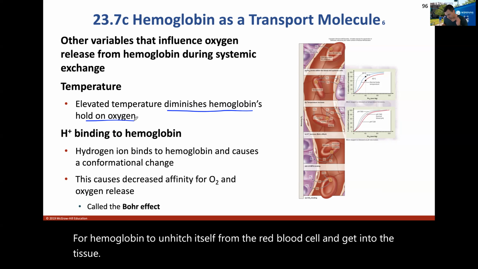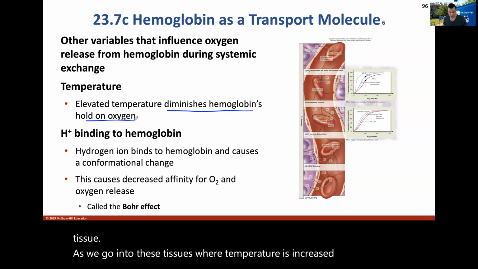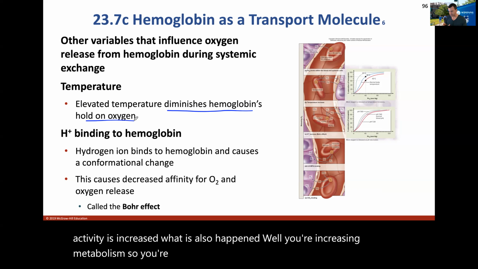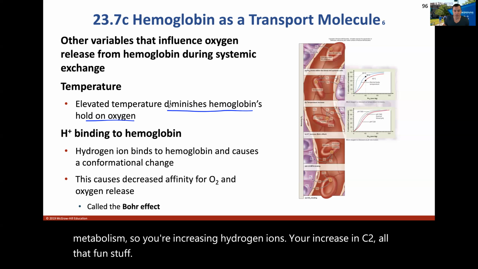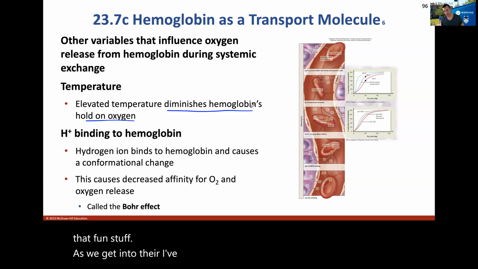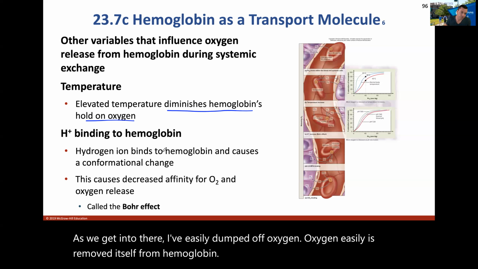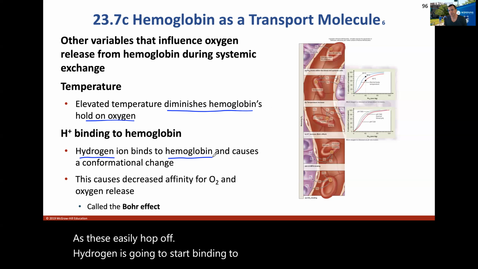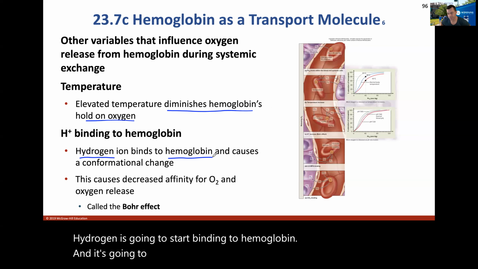As we go into these tissues where temperature is increased and metabolic activity is increased, what has also happened? Well, you're increasing metabolism, so you're increasing hydrogen ions, you're increasing CO2, all that fun stuff. As we get into there, I've easily dumped off oxygen. Oxygen easily has removed itself from hemoglobin. As these easily hop off, hydrogen is going to start binding to hemoglobin, and it's going to make a conformational change to that structure.